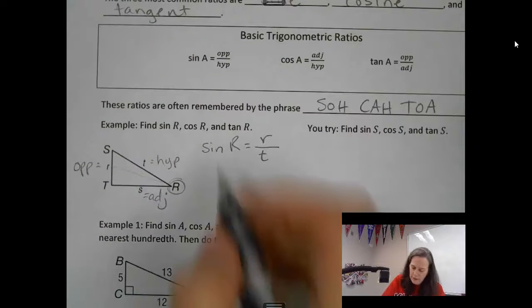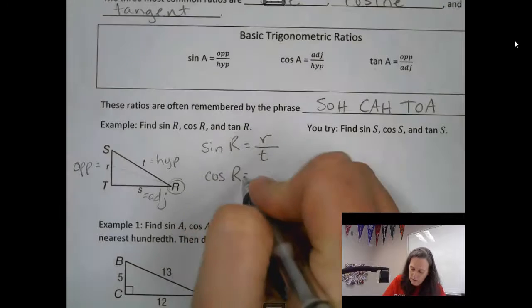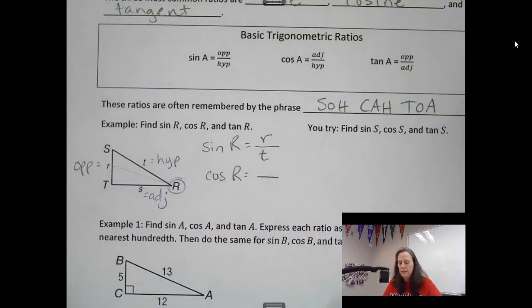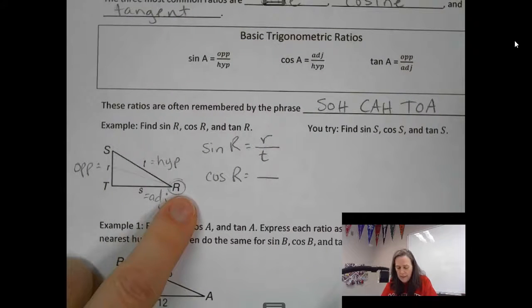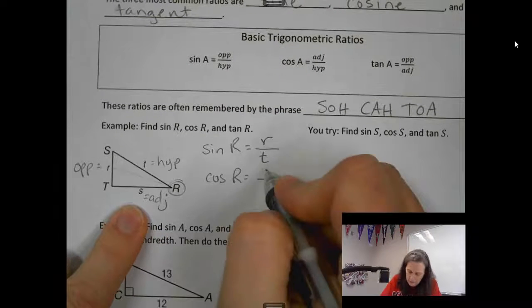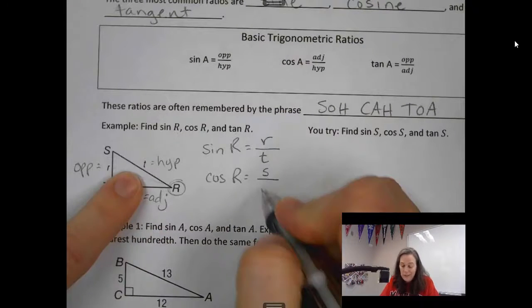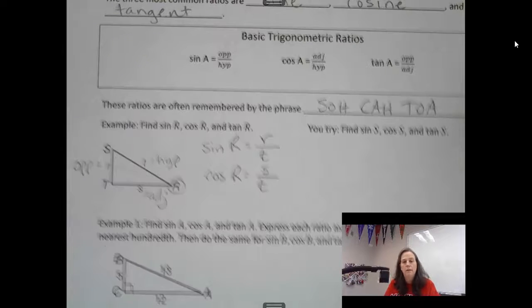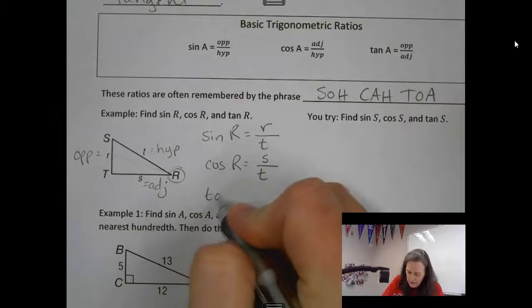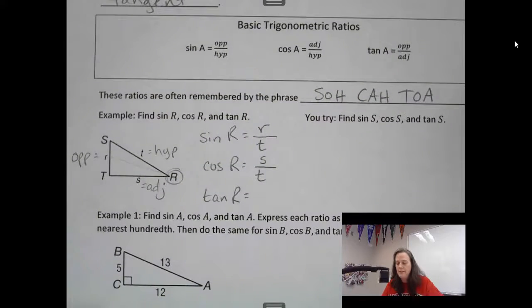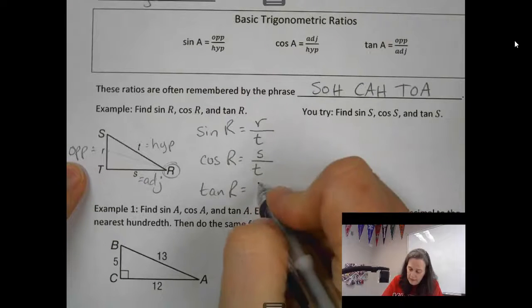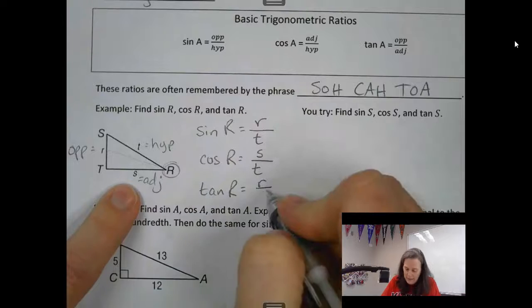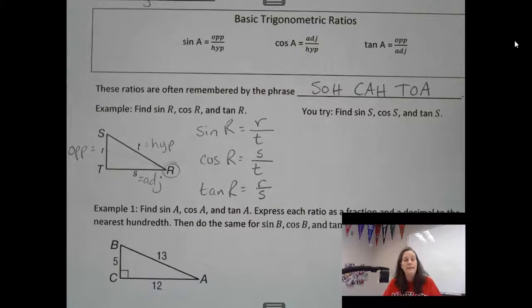Okay, let's do cosine. The cosine of R, it's going to be a fraction again. Cosine is adjacent over hypotenuse. So from that R, which side is adjacent? Little s. And the hypotenuse is still t. Last one, tangent of R. Tangent is opposite over adjacent. So we'll go to that opposite side, little r, over the adjacent side, little s. That's it. That is the sine, the cosine, and the tangent of angle R.